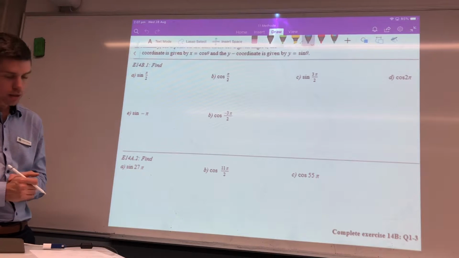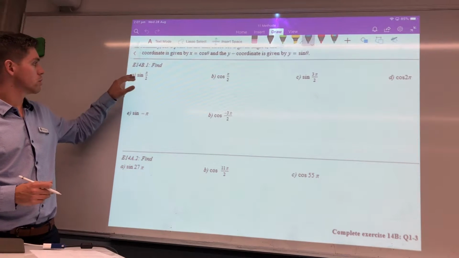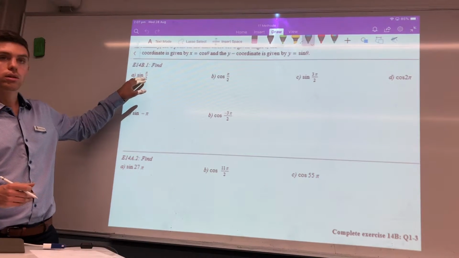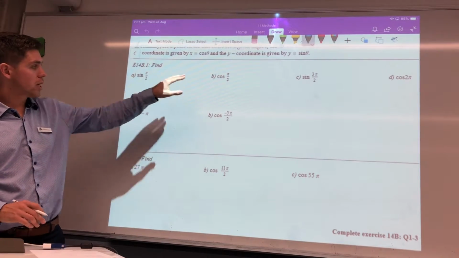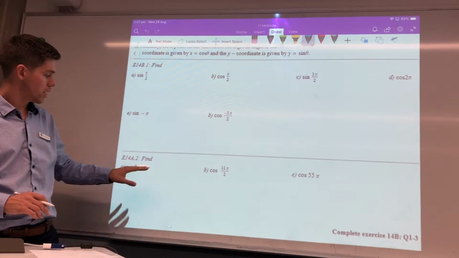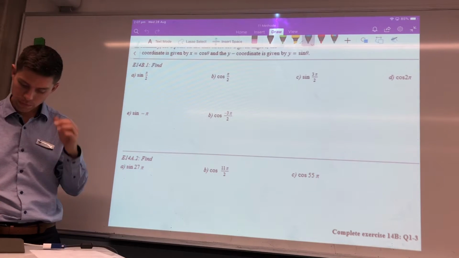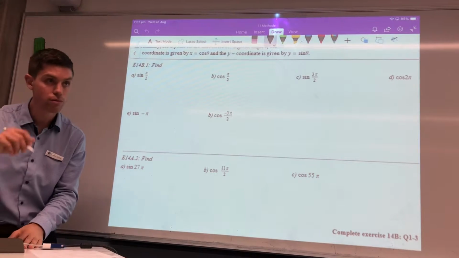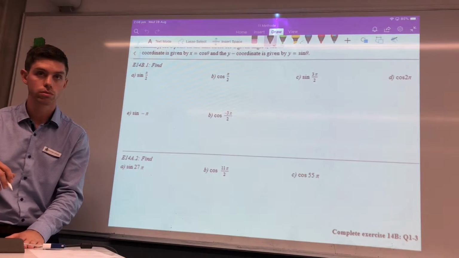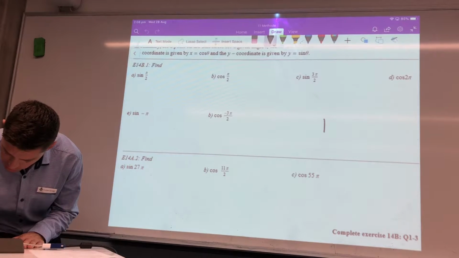So let's look at using a unit circle to find or evaluate these 1, 2, 3, 4, 5, 6, and then these 3 down here. So I want you to draw a very quick unit circle. Very quick. Doesn't need to be perfect.